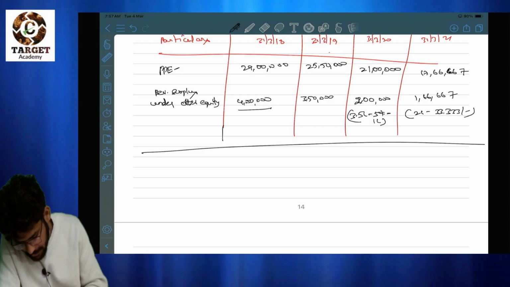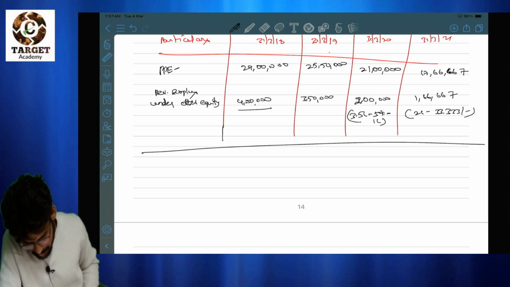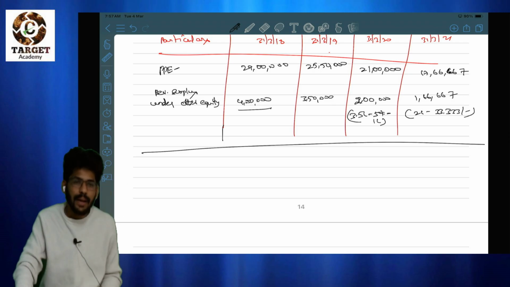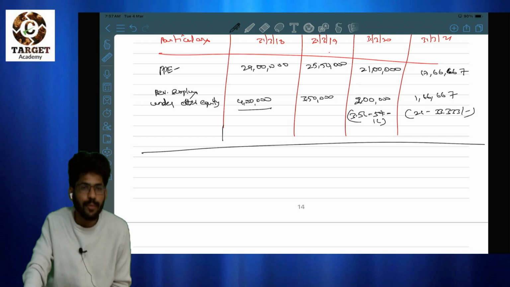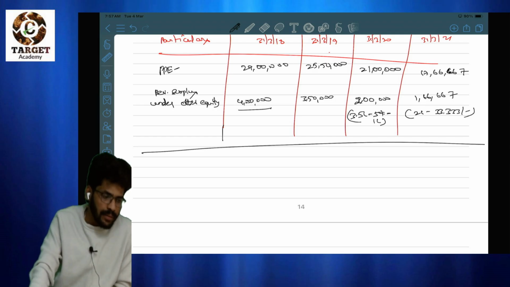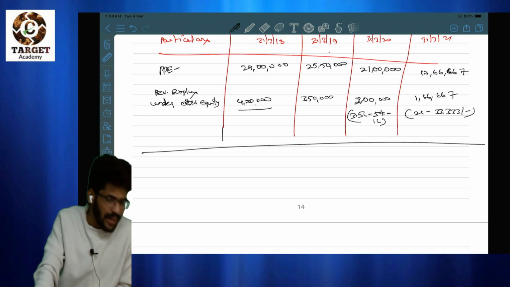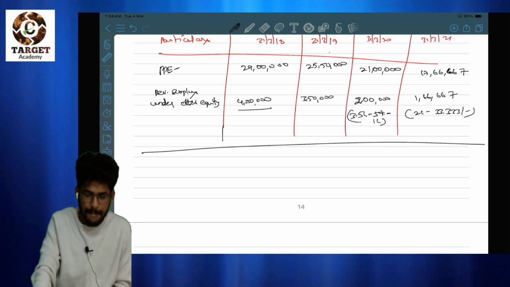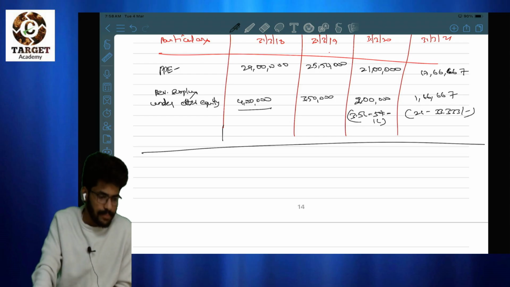Is that clear? So this is the effect in the balance sheet. This is more than enough. Very simple question, easily we can solve it. Nothing difficult in this question.